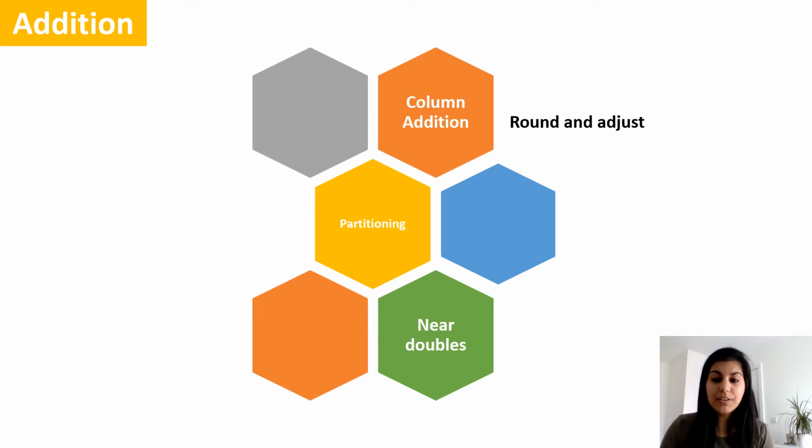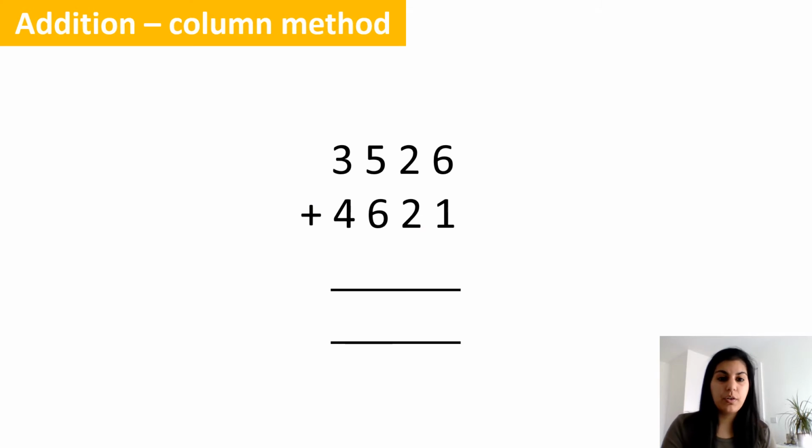Now, there are many strategies that we can use when adding two numbers. We are not going to be able to cover all of them today, so I've just picked 4 topics that we're going to be looking at. We're going to be looking at column addition, we'll look at rounding and adjusting, partitioning, and near doubles. So we'll get started with column addition.